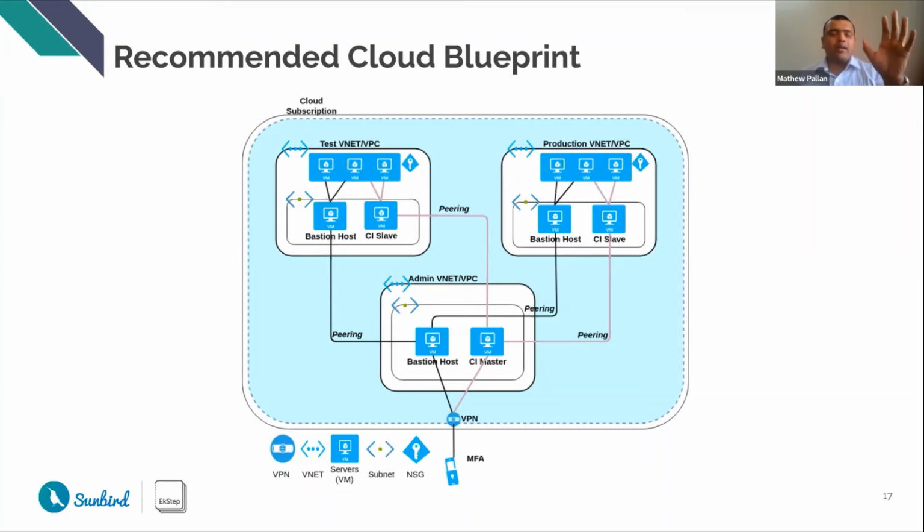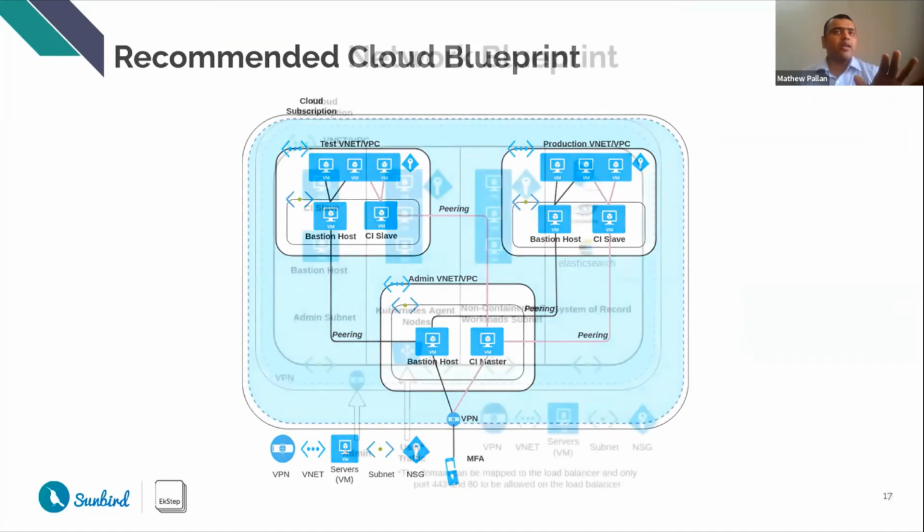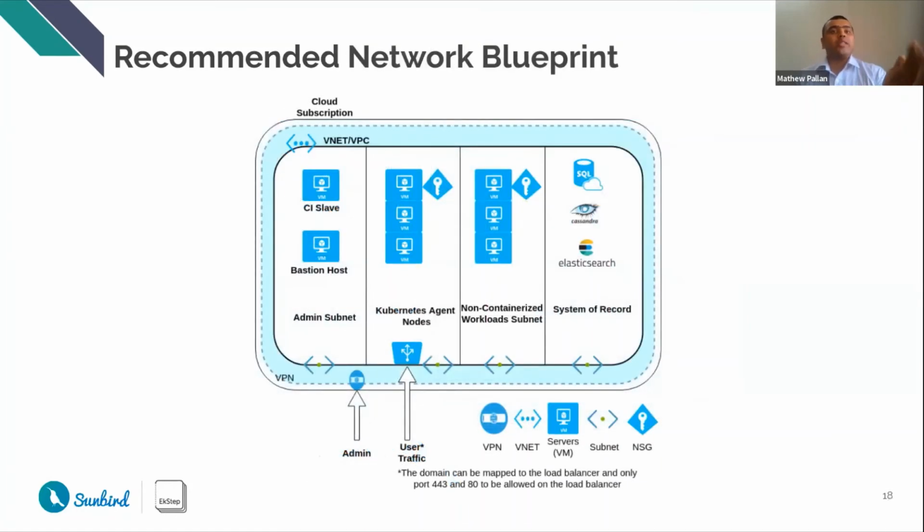Okay, and while this one is about how you separate the VNets, the next one is going to be how, within a VNet, you break them into subnets. So again, within a VNet, we recommend having subnets for admin. The admin subnet is where you will run your CI slave, which can take care of running the deployments and the automation, and a Bastion host, which is required in the rare case of somebody having to SSH onto one of the VMs in your VNet.